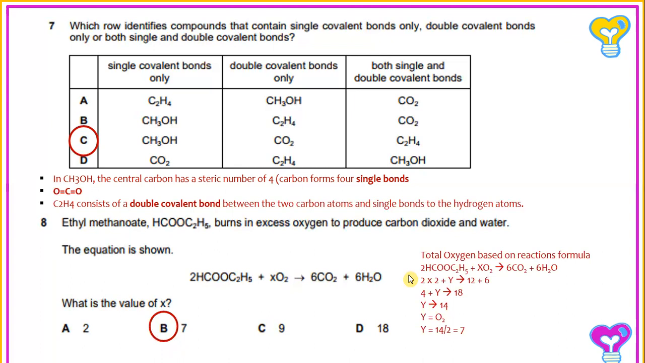Okay, to get the value of X, the total oxygen, based on the reaction formula 2HCOOC2H5 plus XO2 to form 6CO2 plus 6H2O. From this formula, we can see that there is 2 oxygen multiplied by 2, plus Y. Y, we don't know what is the value of oxygen, but we know that there is a 2 here. So 6 multiplied by 2 means 12, plus 6. That means 4 plus Y equals 18. Y equals 18 minus 4 equals 14. And we know that the value of Y is 14. So to get the number of oxygen molecules, the value of X represents 14 divided by 2 equals 7. So the answer for number 8 is 7.